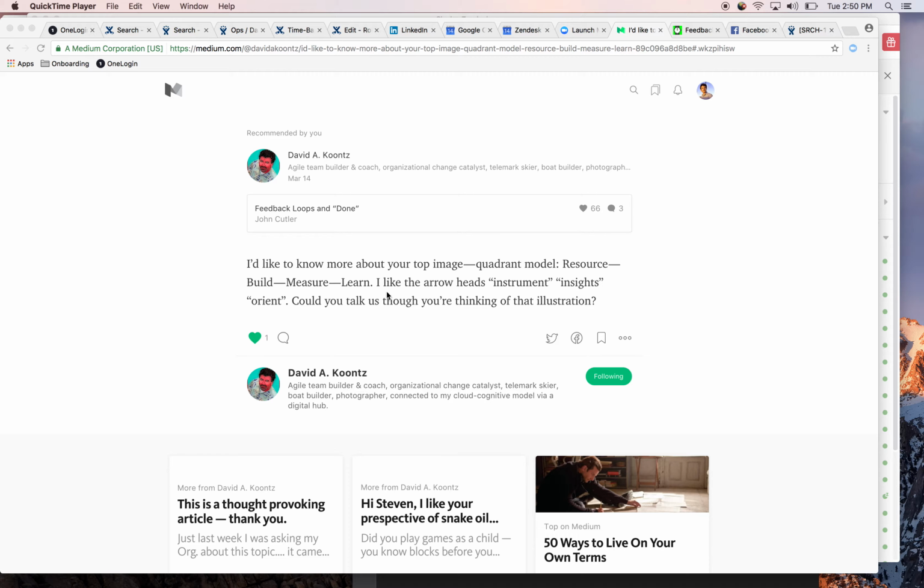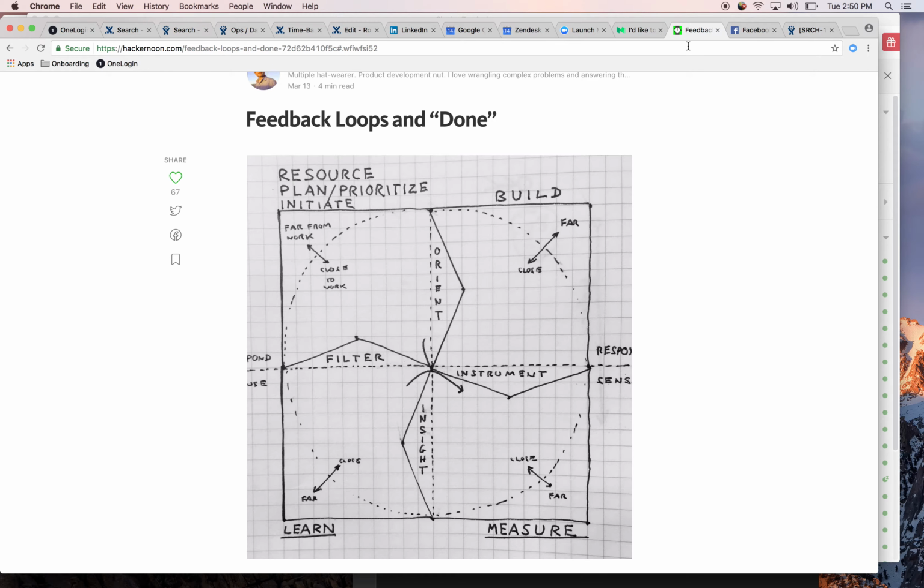He asked, I'd like to know more about your top image quadrant model, resource, build, measure, learn. I like the arrowheads, instrument, insights, and orient. Could you talk us through your thinking of that illustration? So here's the illustration that David was referring to.